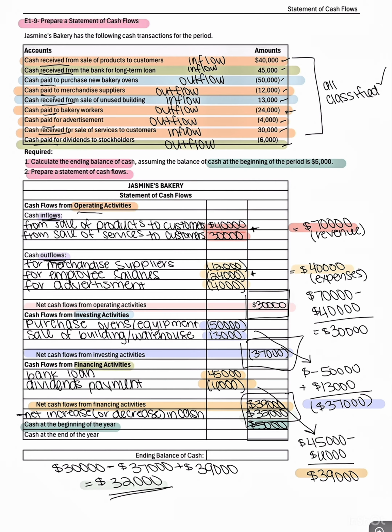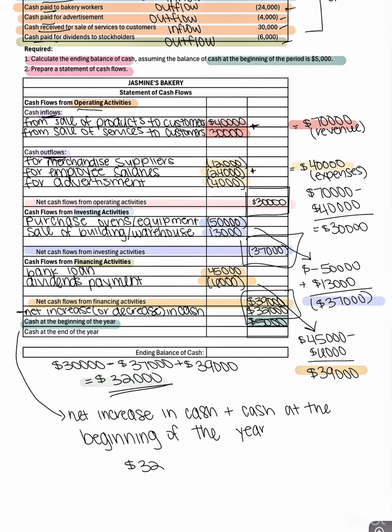And then we have to figure out cash at the end of the year. To do that, we would take our net increase in cash and add that to cash at the beginning of the year. So that would be 32 plus 5. That's going to give us 37,000. And look right here. This amount is going to go right there. So we'll do 37. And there's one more spot that we have to put this number. That's going to be right here, where the ending balance of cash is. Literally just transfer it right down there. Okay, and that is it.